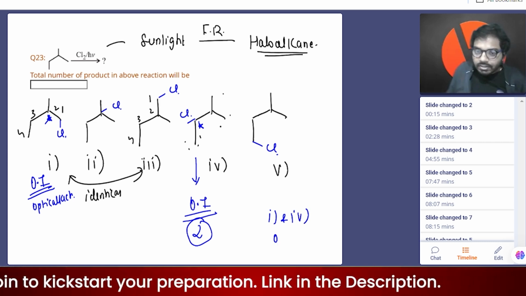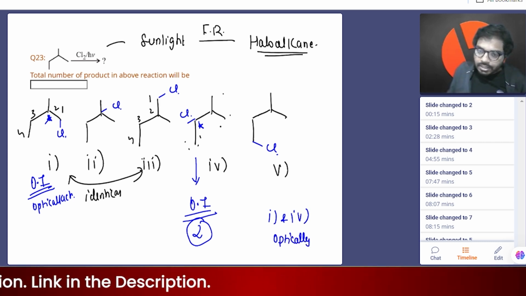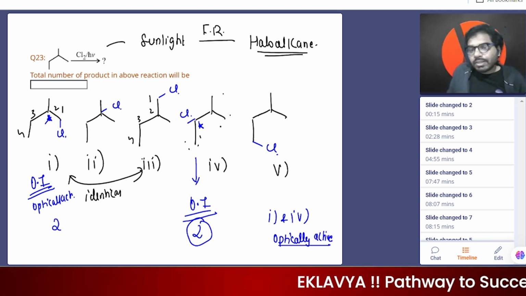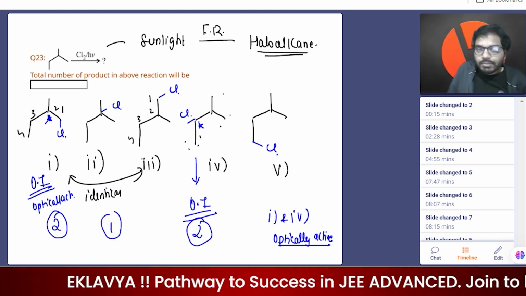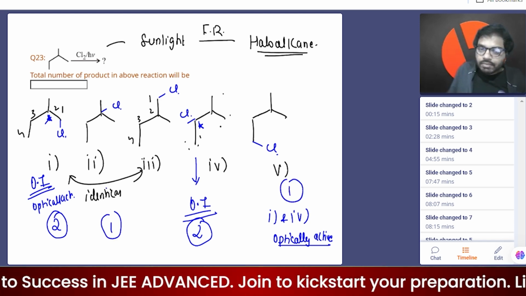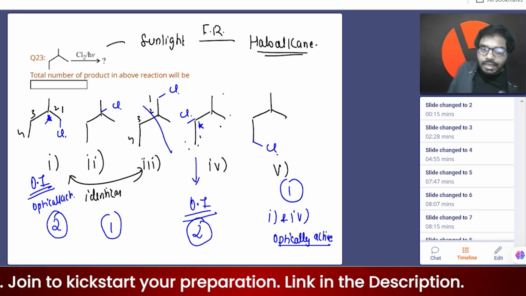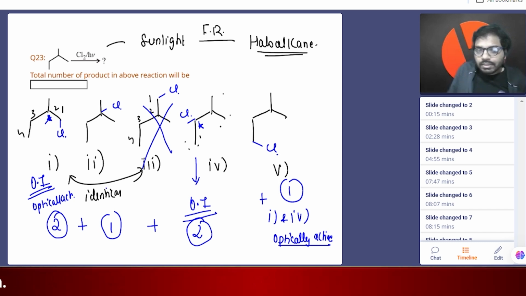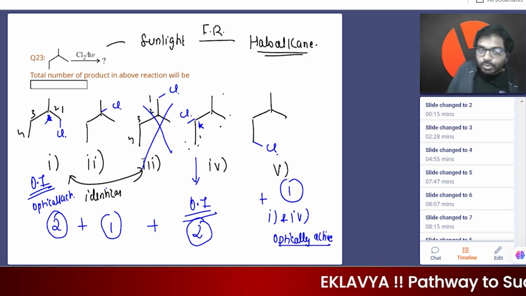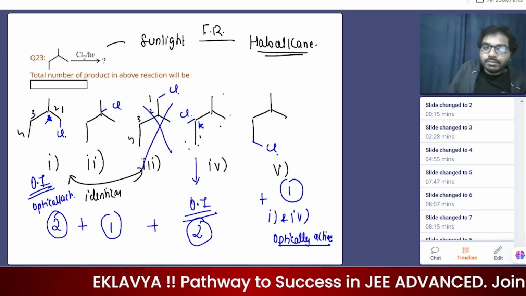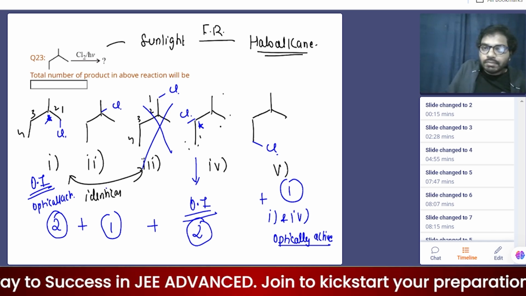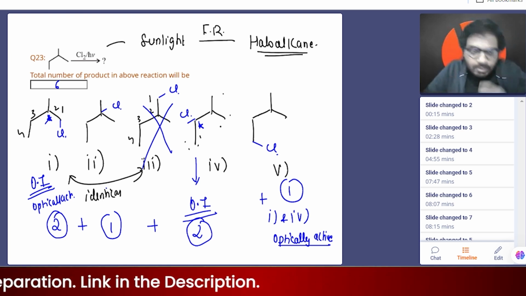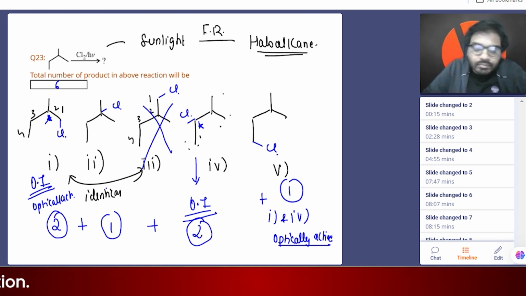So are you getting it? First and fourth are optically active. So I can say these show optical isomers also. So how many isomers? 2 and 2 will be here. Now 1 for the second one, and again 1 for the fifth one. We can cancel the third one because it is identical. So 2 plus 1, 3, then again 2, then again plus 1. So the total number of possible products in the above reaction will be 6. I hope this is clear to you. So actually the concept of stereoisomer, optical isomer, is also included here. So moving forward.